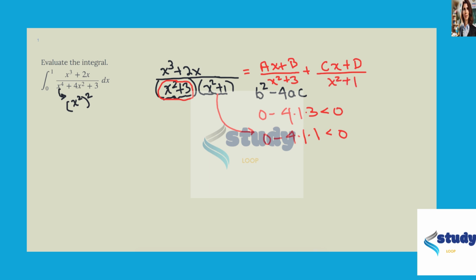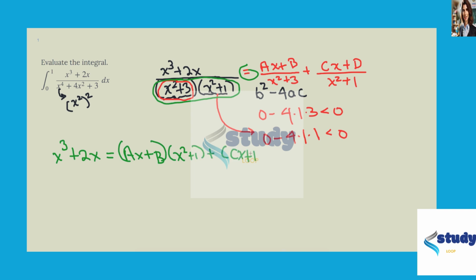Now let's take both sides of this equation and multiply by the denominator on the left side. After doing so, on the left we have x cubed plus 2x, but on the right we have ax plus b times x squared plus 1, plus cx plus d, and then x squared plus 3. Let's go ahead and expand out this right-hand side as much as we can.